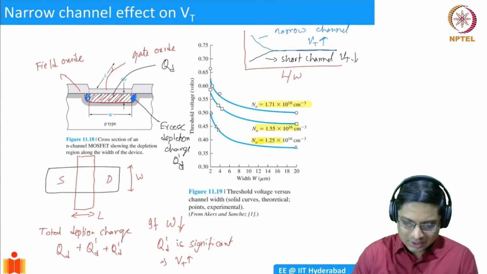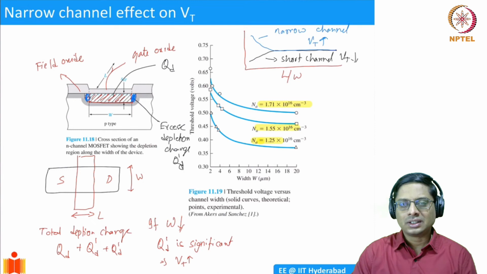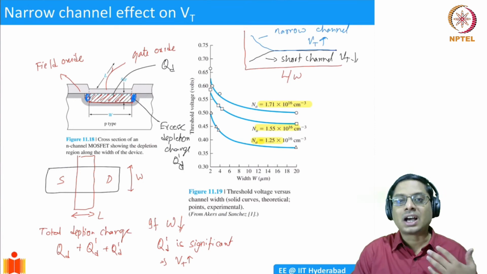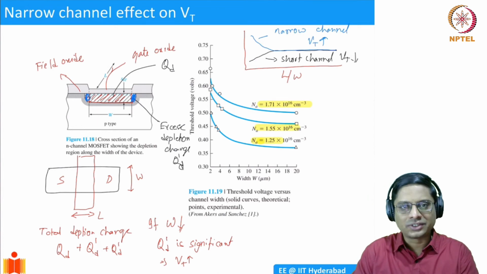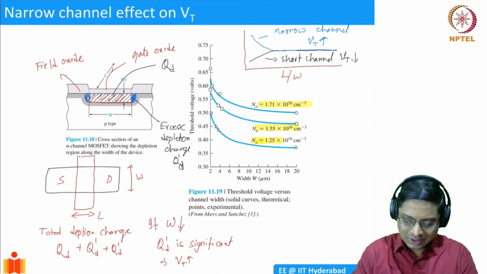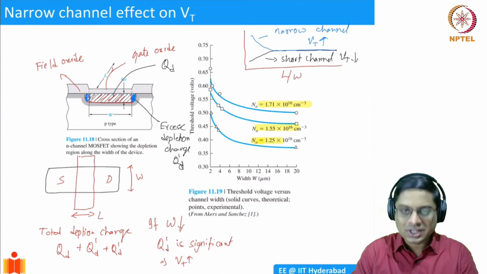So this is again just to tell you that device design is complicated. It's not that simple, but the fundamentals that we learned in the beginning part of the course, in PN junctions, MOSFETs, and MOSCAP, will help you understand all these things. So these are the effects of short channel and narrow channel on the VT.